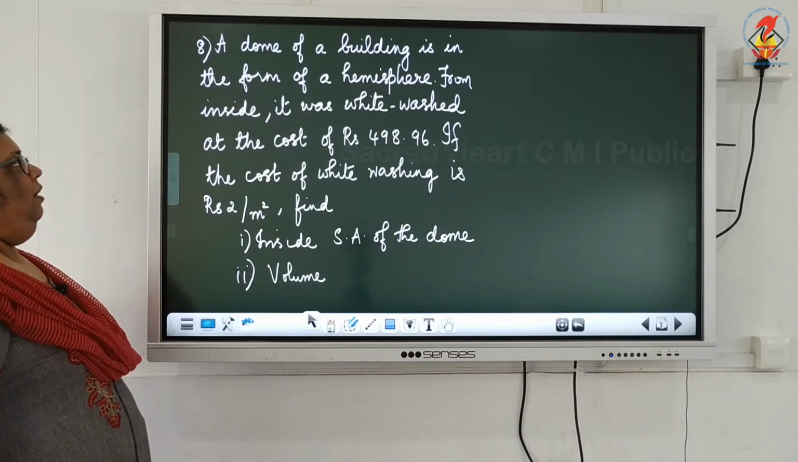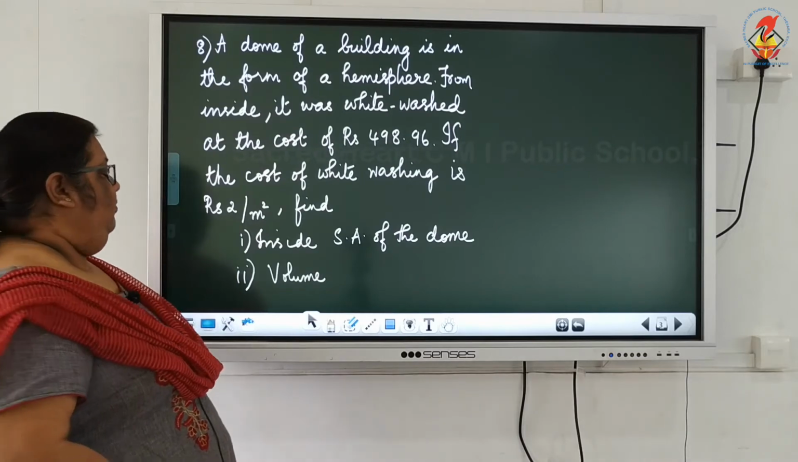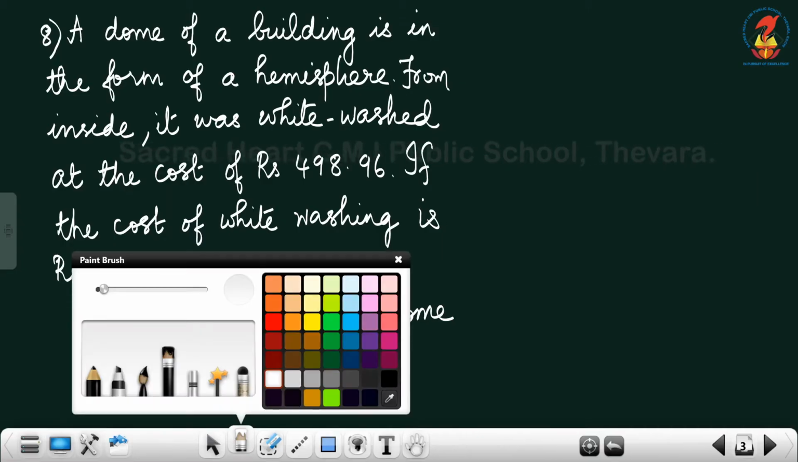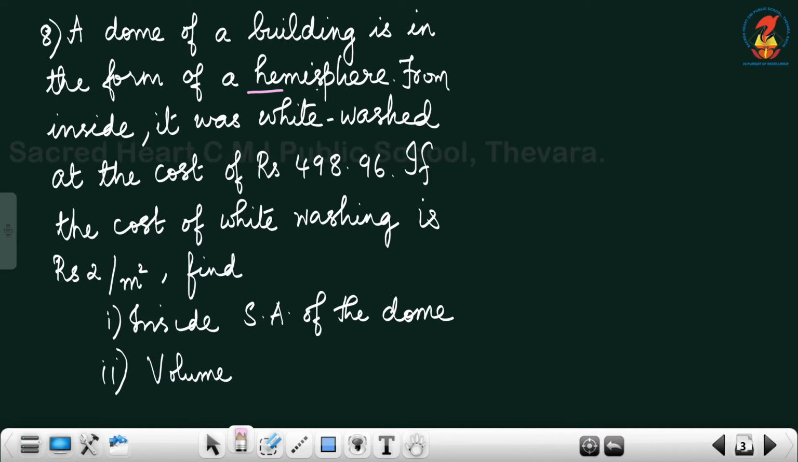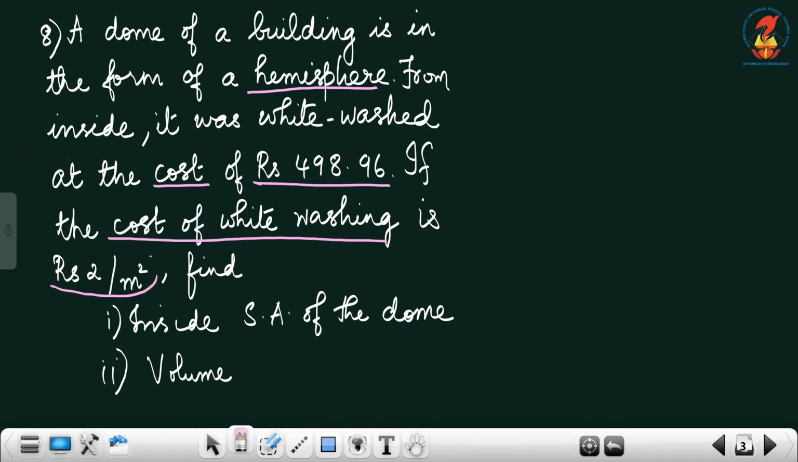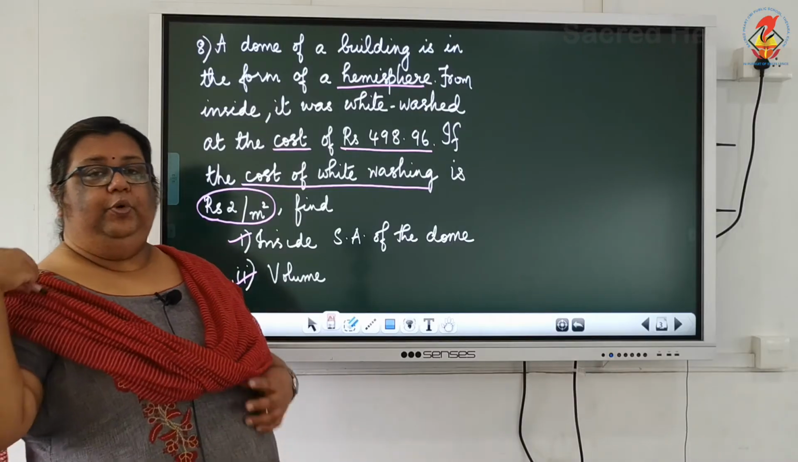Next question. A dome of a building is in the form of a hemisphere. So there is a dome, it is in the shape of a hemisphere. From inside, it was whitewashed at the cost of rupees 498.96. If the cost of whitewashing is rupees 2 per meter square, find inside surface area of the dome and the volume of the dome.